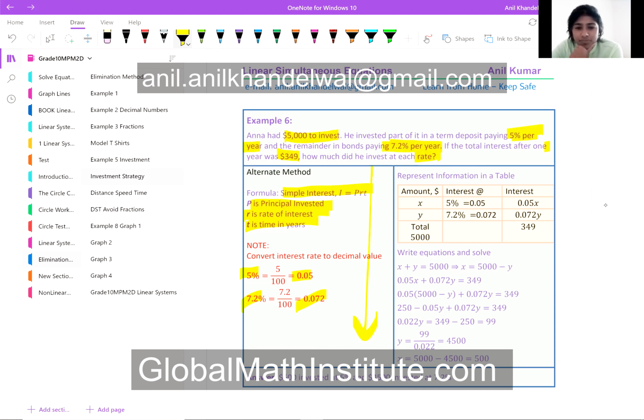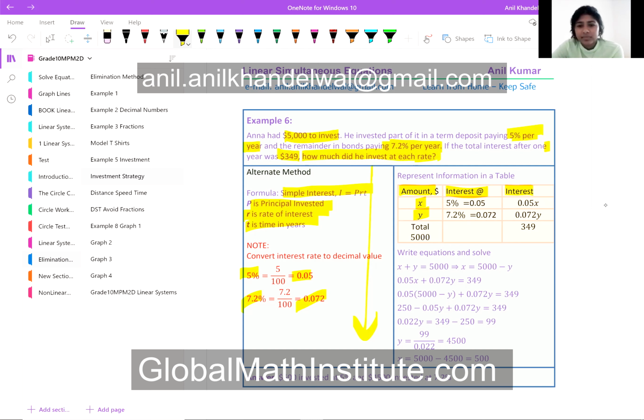Now, how do you get into the solution? Clearly, what we are doing here is finding how much he invested at each rate. So it is X and Y amount. I just made three columns. Do you see? The first column is the total amount. The second is the interest rate. And the third is the interest itself. We are talking about these three things. So just make it a table with three columns.